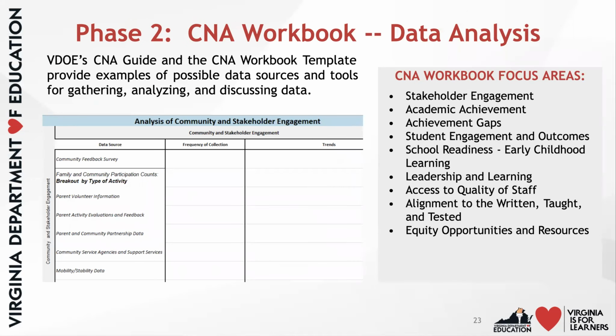This is the portion of the CNA Workbook Template that will give you a specific place that you can use to gather, analyze, and begin to discuss your data. Within your CNA workbook, there will be specific tabs to give you specific areas to place your data based on the focus. So within the CNA workbook, the focus areas that are included include stakeholder engagement, academic achievement, achievement gaps, student engagement and outcomes, school readiness and early childhood learning, leadership and learning, access to quality staff, alignment to the written, taught, and tested curriculum, and equity opportunities and resources.